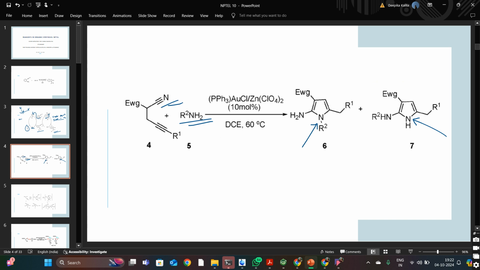Okay, so this reaction must be involving such a mechanism which is going to give us the possibility of getting both these products, in which the pyrrole ring nitrogen is not coming from one particular molecule. So let us look at the mechanism of the reaction, how it is going to be followed.